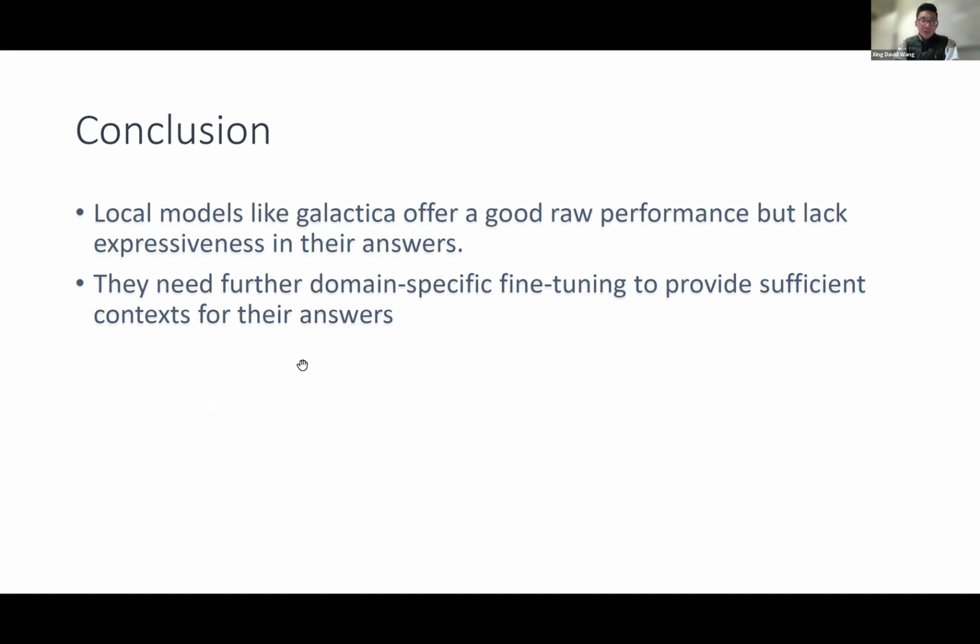And last, still one point about the local models, which we examined. Local models like Galactica already offered good performance, but often they lacked expressiveness in their answers. As you see, ChatGPT was often able to provide clinical trial IDs and PubMed IDs, which wasn't the case for the smaller local models. This is something which still needs to be improved for these local models if you want to use them in-house.